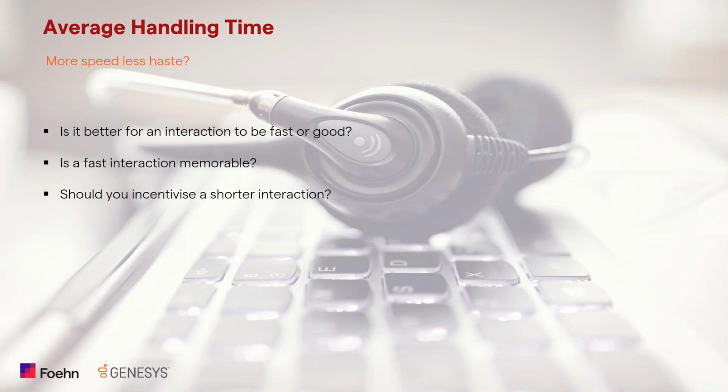Kind of leading on from that, should you really be incentivizing having a really short interaction? So it goes back to saying, should AHT be a target, or should you use it to make yourselves better? I think if your agents' KPIs are based upon shortening an interaction, then you can leave yourselves open to missing some opportunities.